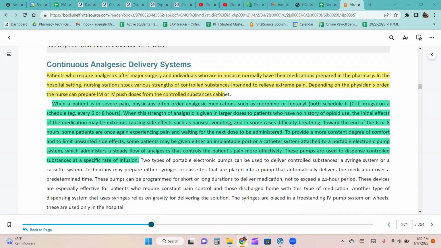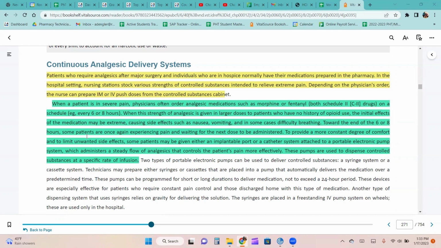Patients who require analgesics after major surgery and individuals who are in hospice normally have their medications prepared in the pharmacy. In the hospital setting, nursing stations stock various strengths of controlled substances intended to relieve extreme pain. Depending on the physician's order, the nurse can prepare IM or IV push doses from the controlled substances cabinet. When a patient is in severe pain, physicians often order analgesic medications such as morphine or fentanyl on a schedule, like every 6 to 8 hours.